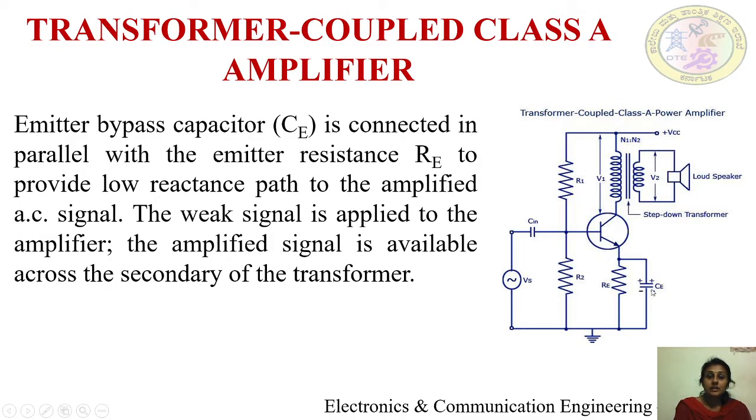Next, the emitter bypass capacitor CE is connected in parallel with the emitter resistor to provide a low reactance path to the amplified AC signal. Now the weak signal is applied to the amplifier, and the amplified signal is available across the secondary of the transformer. So if we apply a weak signal at the input, an amplified version will be at the output depending upon the turns ratio.